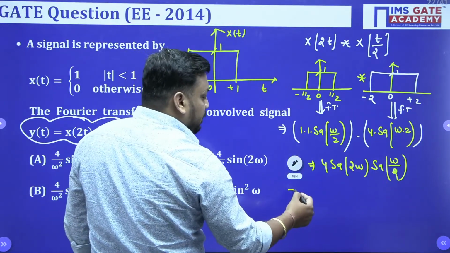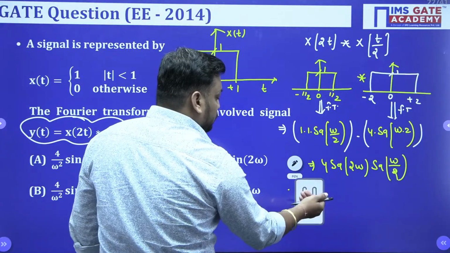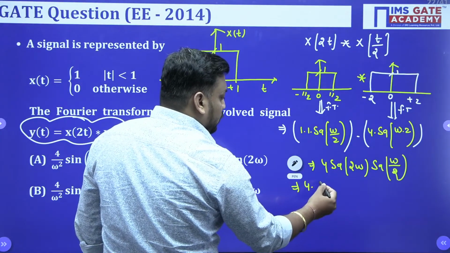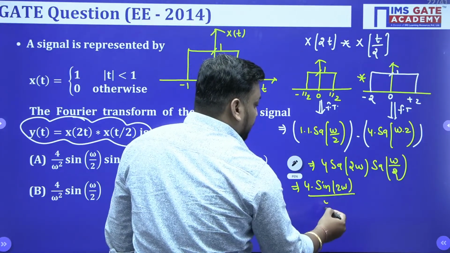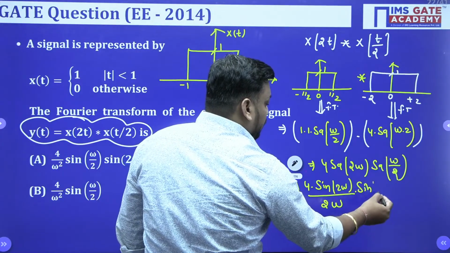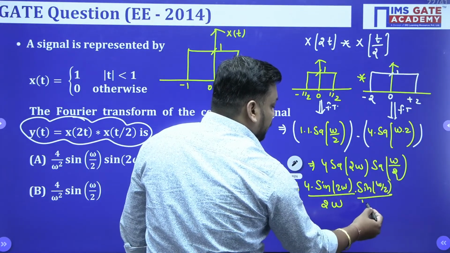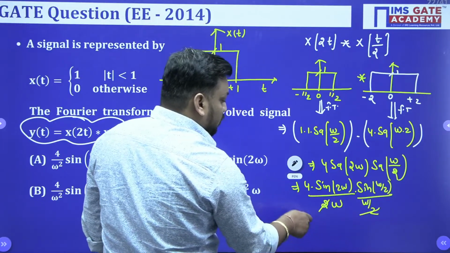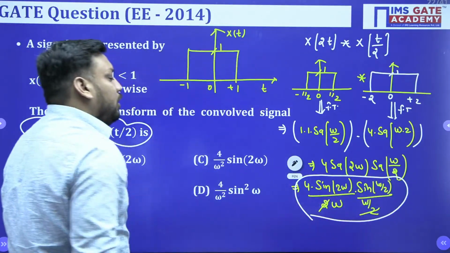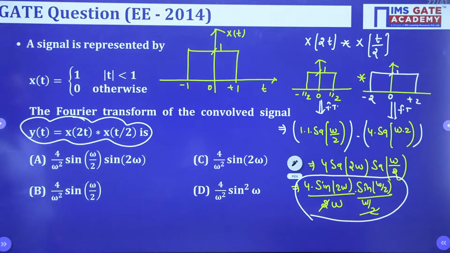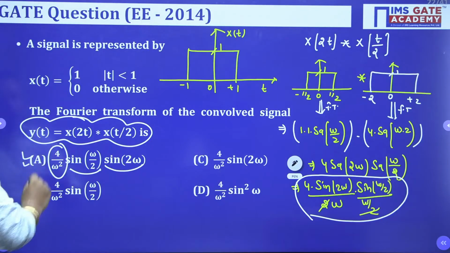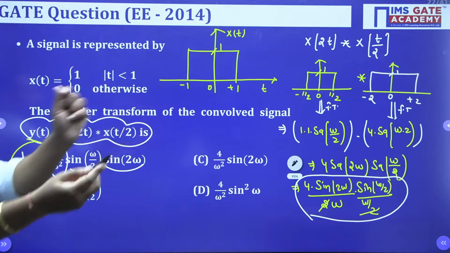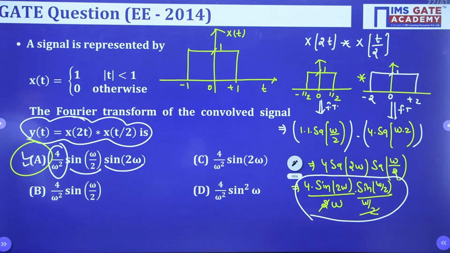Now just convert sampling into sine. So you will get 4 into sine of 2 omega upon 2 omega. Similarly, you should write here sine of omega by 2 upon omega by 2. So this 2 and this 2 get cancelled out. The final answer is nothing but 4 into sine 2 omega, sine omega by 2, upon omega square. Option number A for Ahmedabad is the only correct one, guys. Yes or no? Beta Purushottam, are you getting it now?